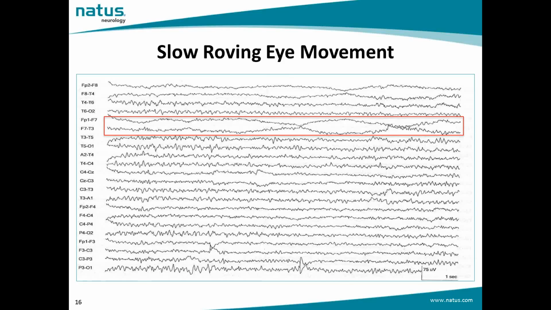The most characteristic feature of the low amplitude slowing due to roving eye movement is the opposite polarity of the slowing in the left and right frontotemporal regions. The artifact typically occurs intermittently and is accompanied by slowing of the alpha rate.